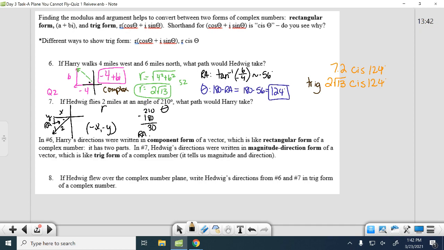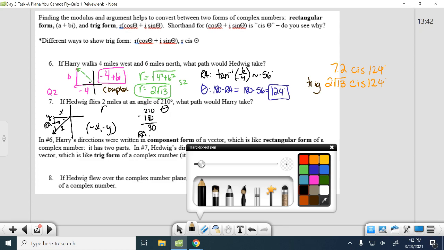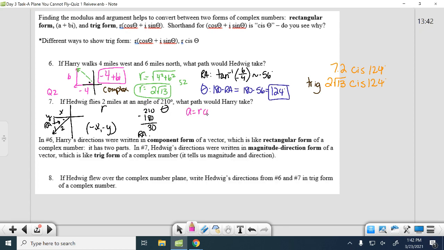All right, so to find our x and y, or the a and the b values, a equals r cosine of theta, which will be 2 multiplied by cosine of, you can actually use 210 if you want. That way you don't have to worry about the sign. It'll give it to you perfectly. And it simplifies to be 2 multiplied by negative root 3 over 2, which just gives us a negative square root of 3 for the a.